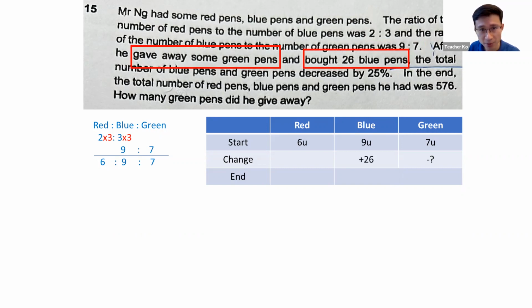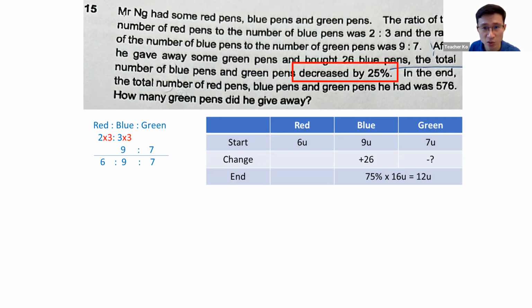In the end, the number of blue and green decreased by 25%. It's only the blue and green that decreased by 25%. So I look at blue and green, there is a total of 9 units and 7 units, which is 16 units. So 16 units, take away 25%, which means we are left with 75% of that 16 units, which is 12 units.